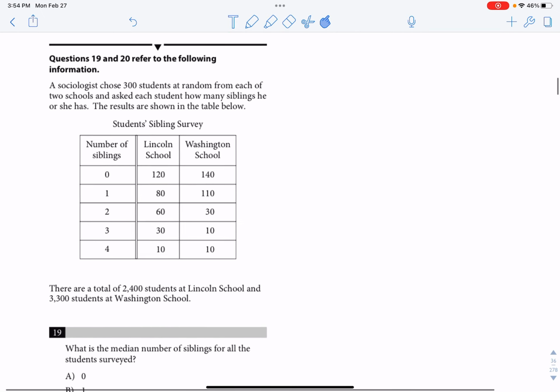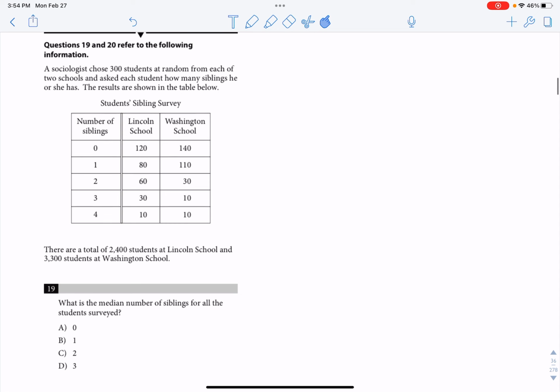And then look at this one. A sociologist chose 300 students at random from each of two schools and asked each student how many siblings he or she has. The results are shown in the table below. And there are a total of 2,400 students in Lincoln School and 3,300 in Washington School. What is the median number of siblings for all the students surveyed?